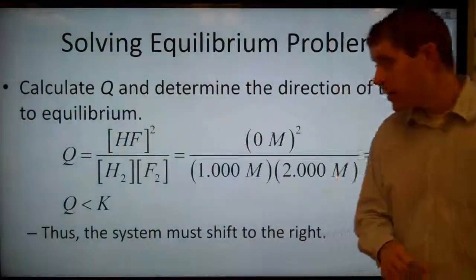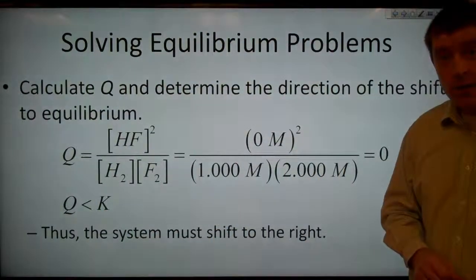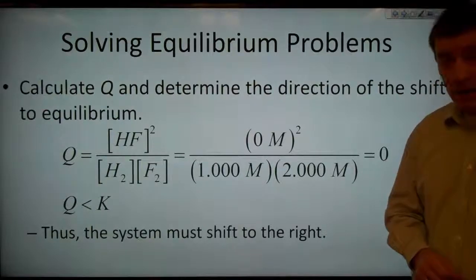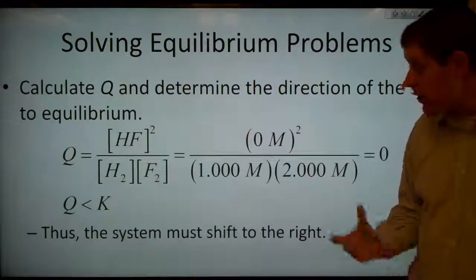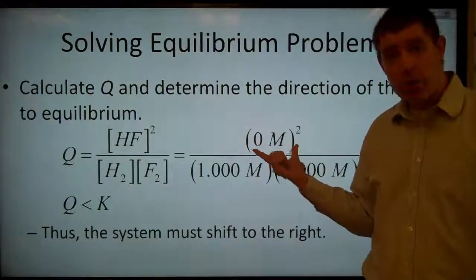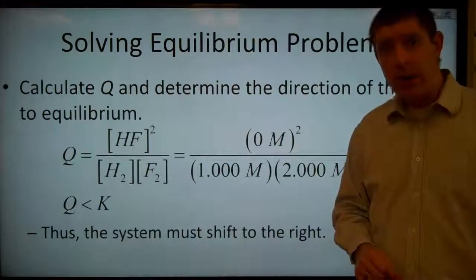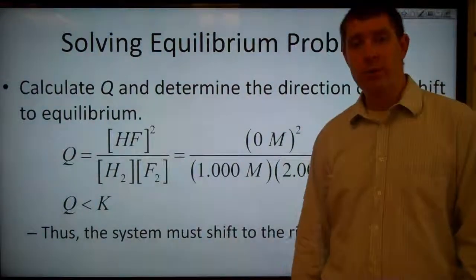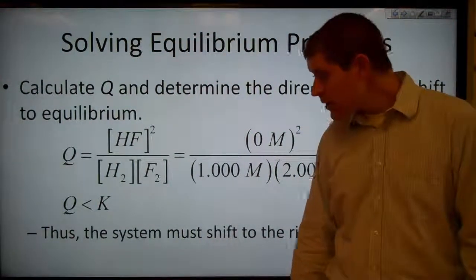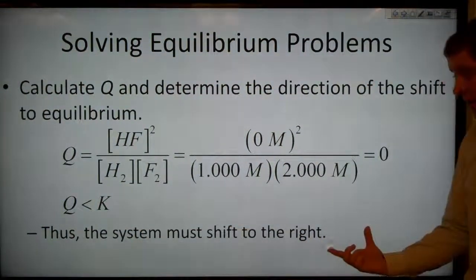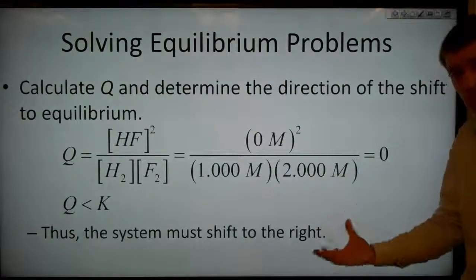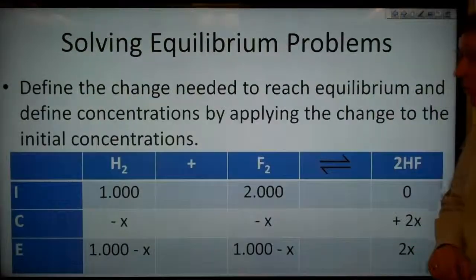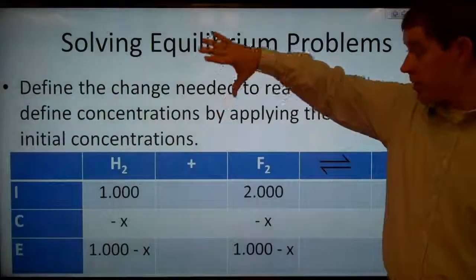And that means that Q is less than K. This is not surprising, because if we have none of our product, then we can't possibly be at equilibrium, because regardless of what the value of K is, it can't ever be 0. So this means that our system must shift to the right. We must make some more of our product, which shouldn't be surprising, considering that we started with none of it.